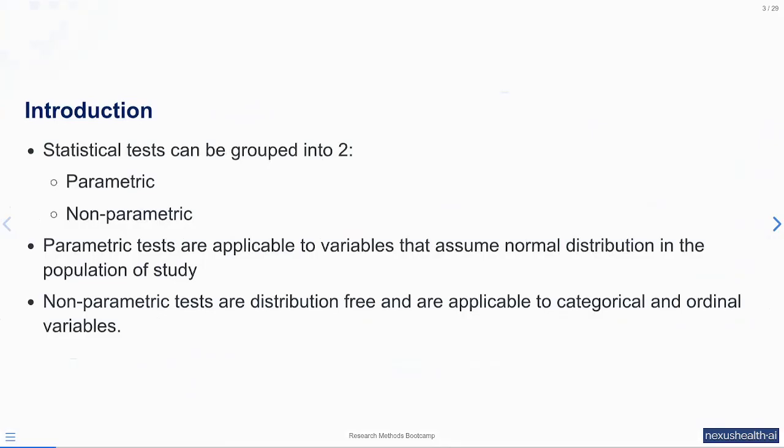Statistical tests can be grouped into two: parametric and non-parametric. The parametric tests are applicable to variables that assume a normal distribution in the population of study. The non-parametric tests are called distribution-free because they do not make this assumption of normal distribution, and they are applicable to categorical and ordinal variables.